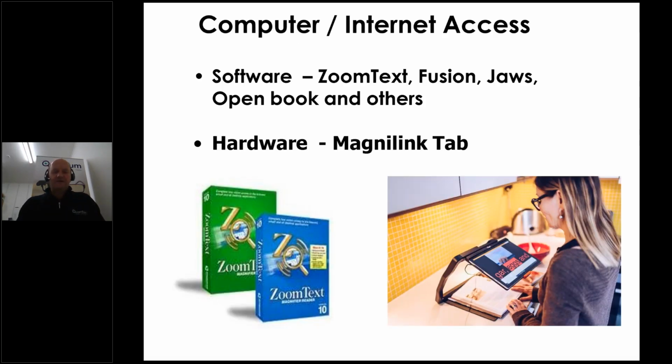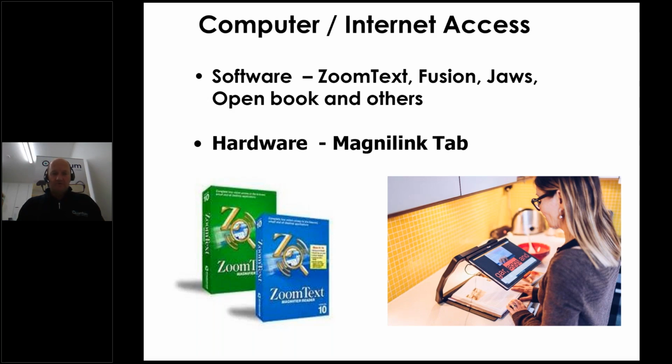There is additional software that you can get to use your computer or internet access. The most popular is ZoomText. With ZoomText, you can magnify text, change the contrast of the text, and have it read out to you or not. There's another program called Fusion and JAWS. They are screen reading programs which will read out the text to the person.